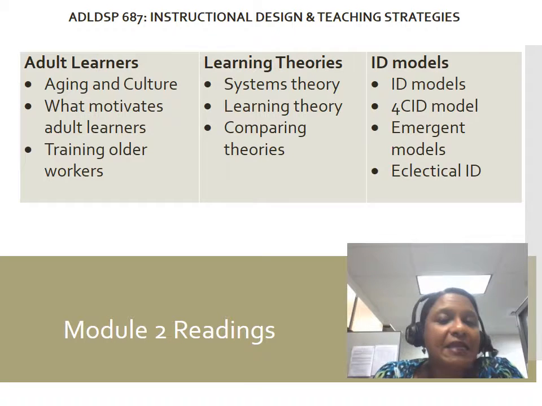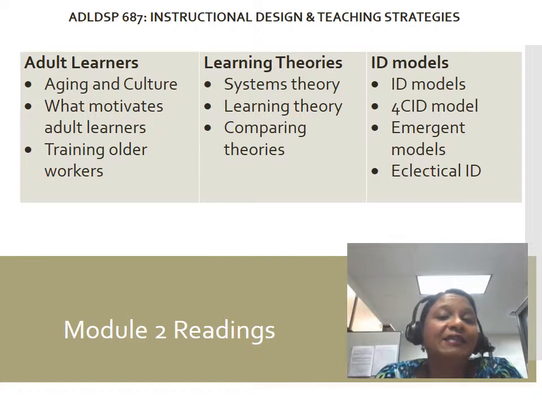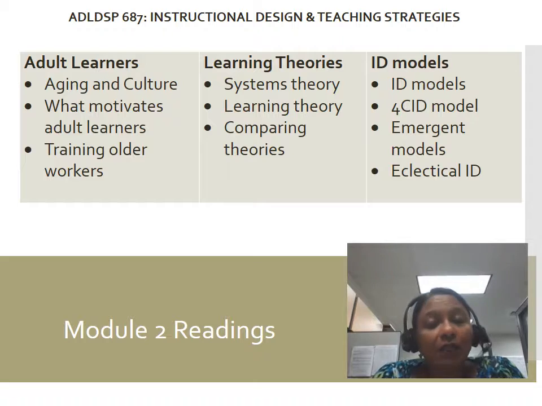So, the readings under adult learners will be looking at aging and culture. With the adult learner population, it's very important to be cognizant of the effects of aging, just physiological aging, and how that impacts learning, cultural effects on learning, and then the broader question of what motivates adult learners to learn. And then how are you going to train older workers?